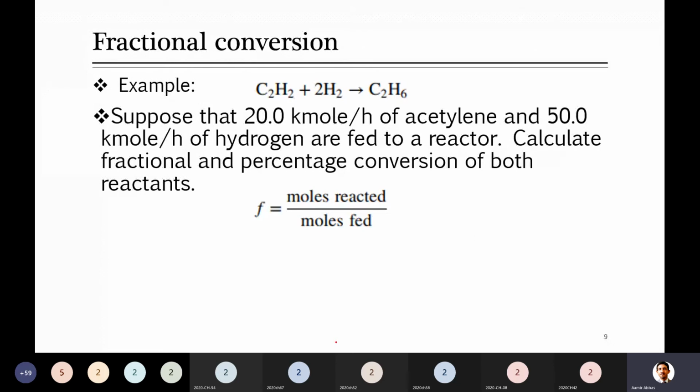What does this term mean? Fed to the reactor means entering the reactor. So 20 are fed to the reactor. So how much reacted in this reaction?